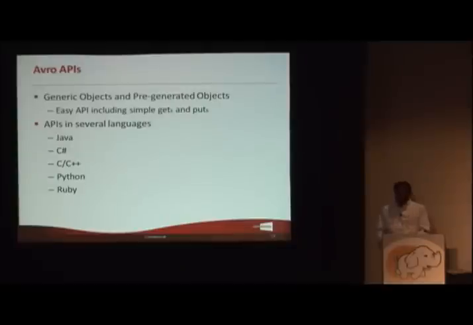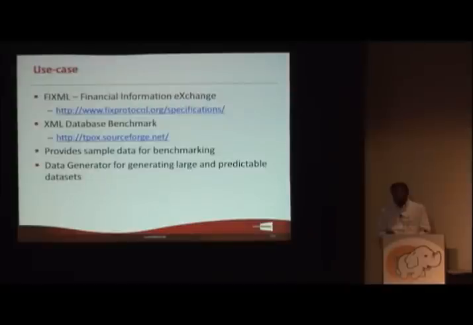As far as the Avro API is concerned, very simple. There are generic objects. It's in fact called generic record and a generic array. You could have a simple get field, a put, and that will construct your Avro tree. Very simple, and it has interfaces in other languages as well. So we'll take a specific use case and then we'll go through it.